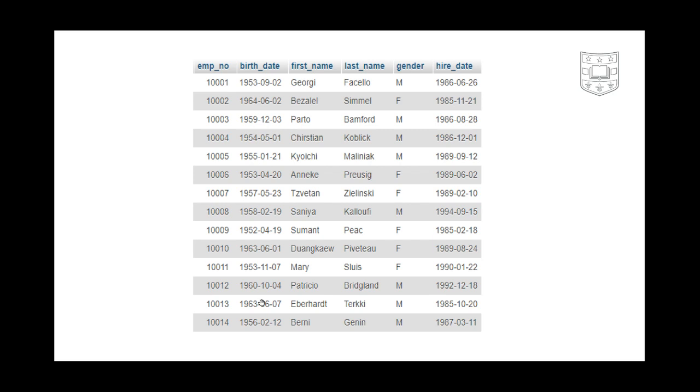All right, so here's an example of what a table might look like. This is a table meant to represent employees at a company. This data is extremely old data, but it doesn't really matter. It shows when they're born, the first name, last name.